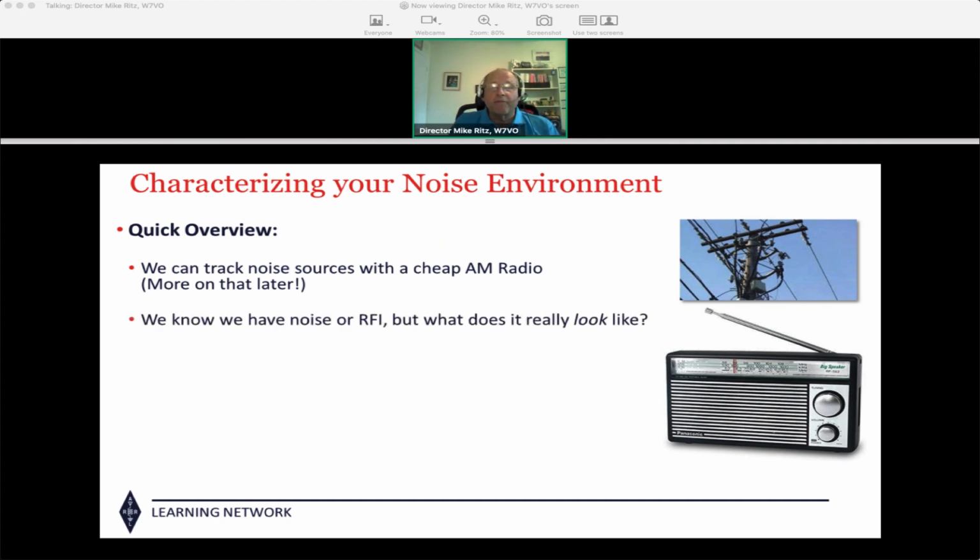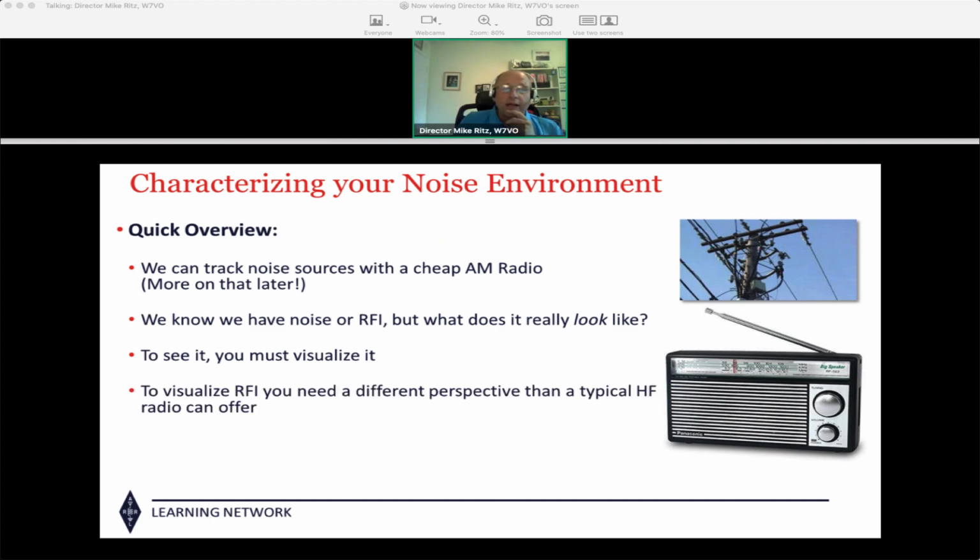And we know we have this noise, this RFI, and we know that it's interfering with our ability to receive, but what does it physically look like? Well, to really see it, you have to visualize it. You have to see it with your eyes. And in order to do that, you really need a different perspective than a typical HF radio. And you're going to say, oh, well, my radio's got a pan adapter.